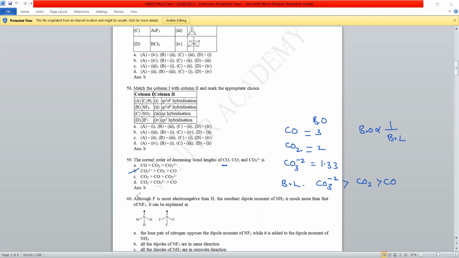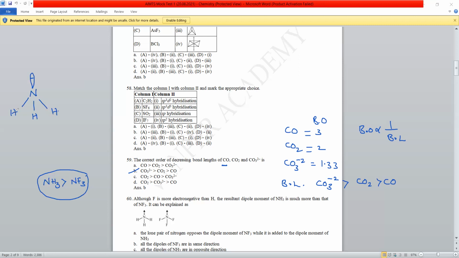Next, question number 60. Although fluorine is more electronegative than hydrogen, the resultant dipole moment of NH3 is much more than that of NF3. That means NH3 has a greater dipole moment than NF3. Even though fluorine is more electronegative, NH3 is greater. What is the reason? If you observe NH3, it has a pyramidal shape, with hydrogens around nitrogen.